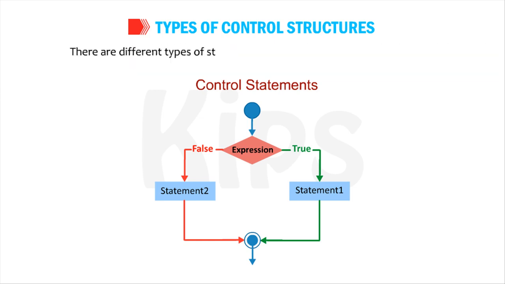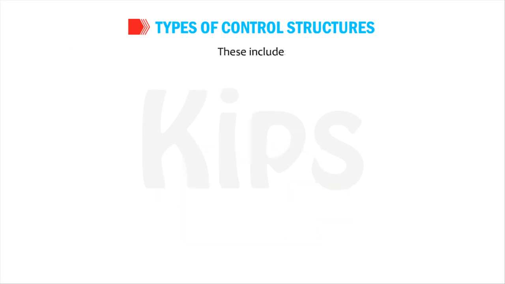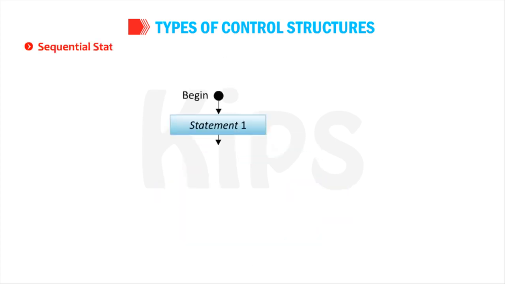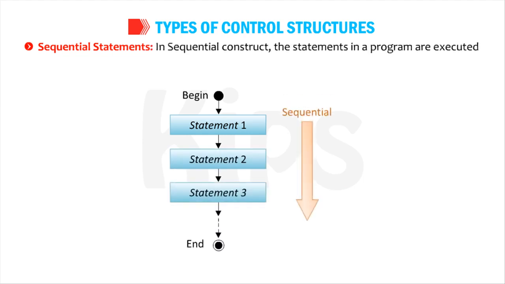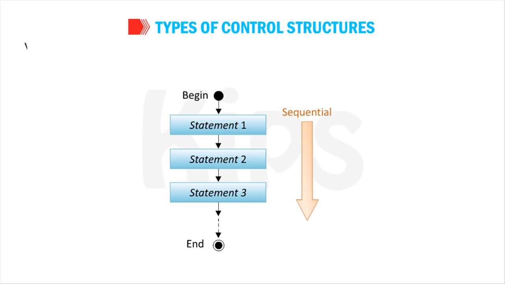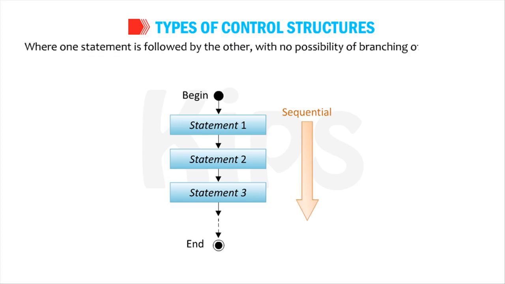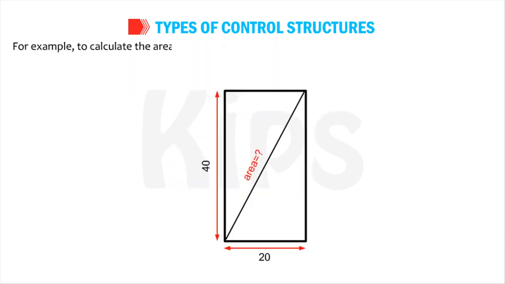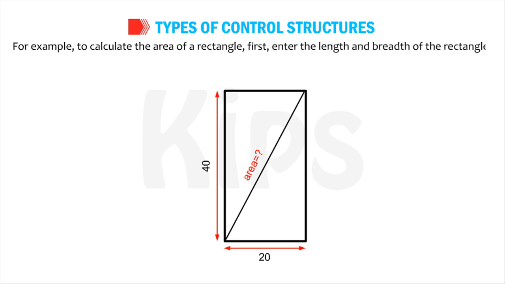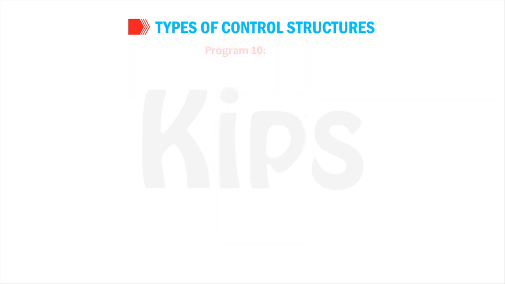There are different types of statements that control the flow of a program. These include sequential statements. In a sequential construct, the statements in a program are executed in a sequential manner, where one statement is followed by the other, with no possibility of branching off to another action. For example, to calculate the area of a rectangle, first enter the length and the breadth of the rectangle. Then calculate its area and print the result. Program.